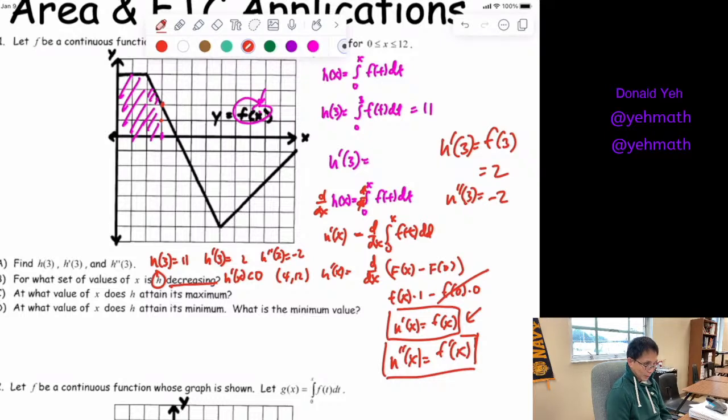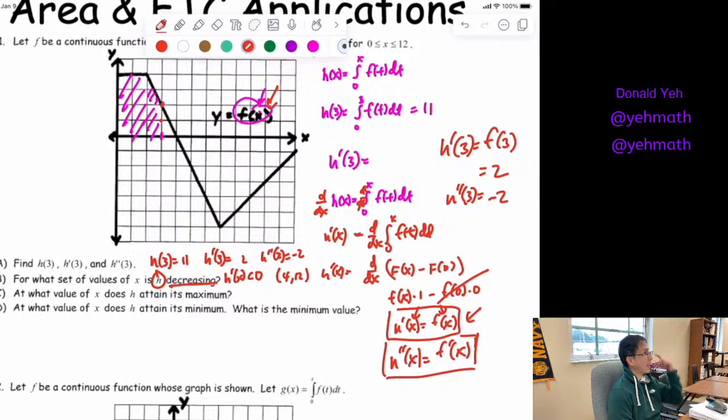Okay. The subject is H. And they want to ask what happened with H. They say, well, what happens when H is decreasing? H is decreasing, that means H prime of X is negative. Does that make sense? Now, H prime of X is equal to what? F of X. This is the F of X graph. They are basically asking when is F of X negative. That's it.